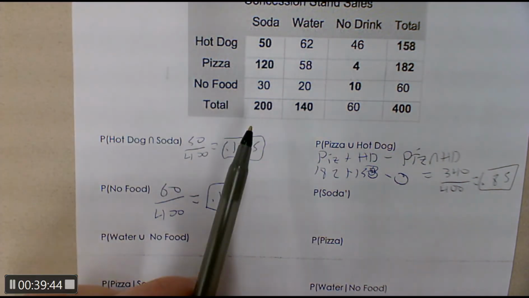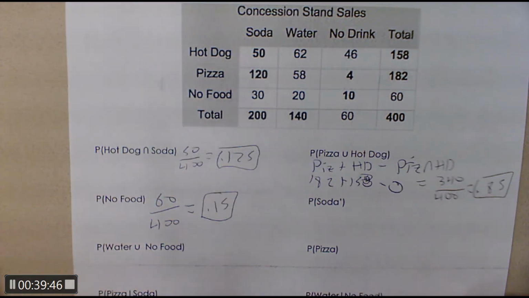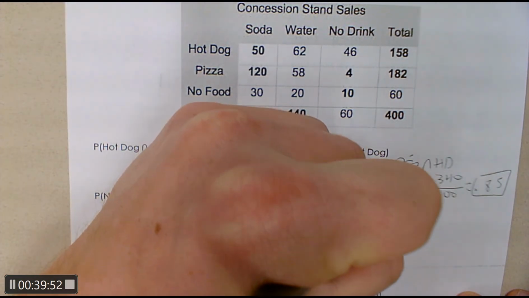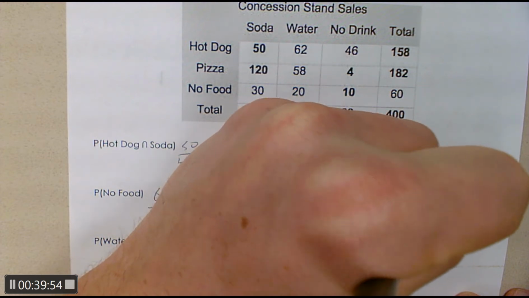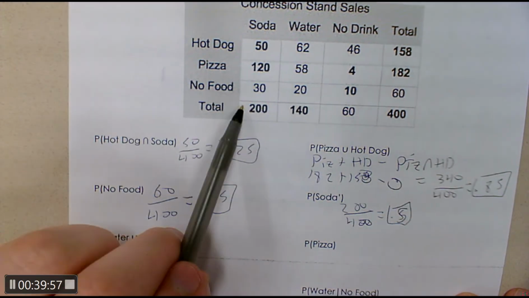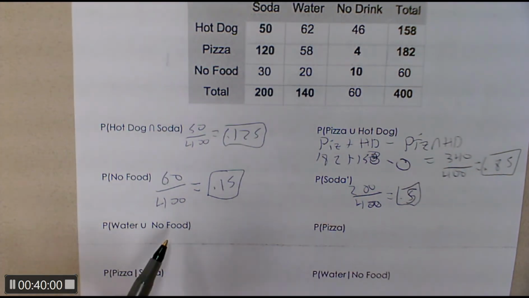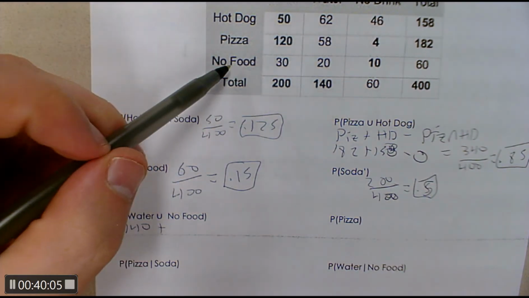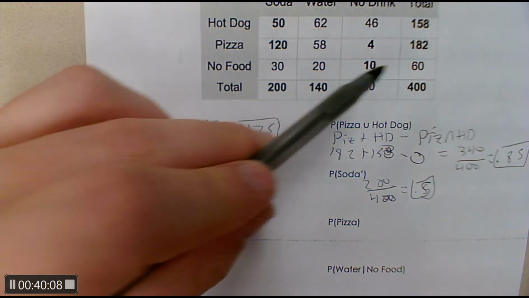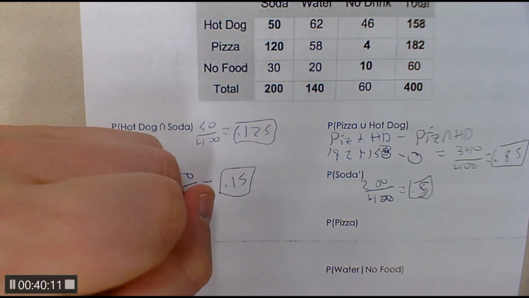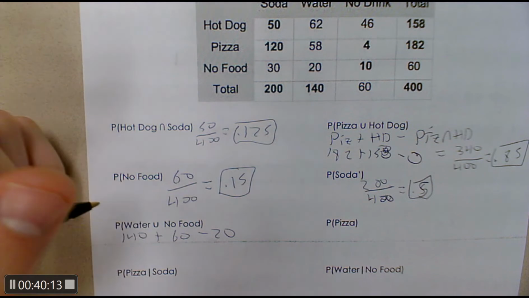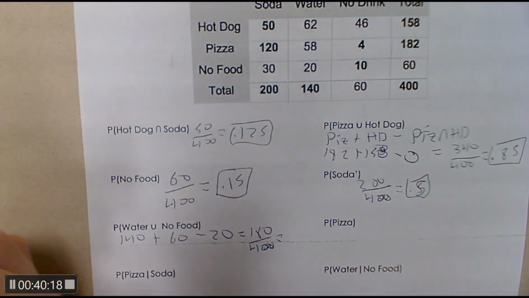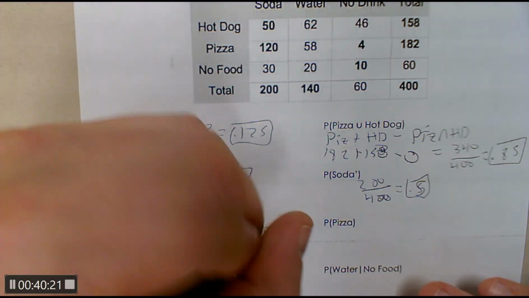Probability of not soda. Okay, so there's 200 soda, which means there's 200 not soda. 200 not sodas out of the 400 total people. 200 divided by 400 is, of course, 0.5. I just got 400 minus 200 to get this 200. Probability of water union no food. Okay, there's 140 waters plus no food, so 140 waters plus 60 no foods minus the 20 that are both. That gives us 180 over 400. 180 divided by 400 is 0.45.